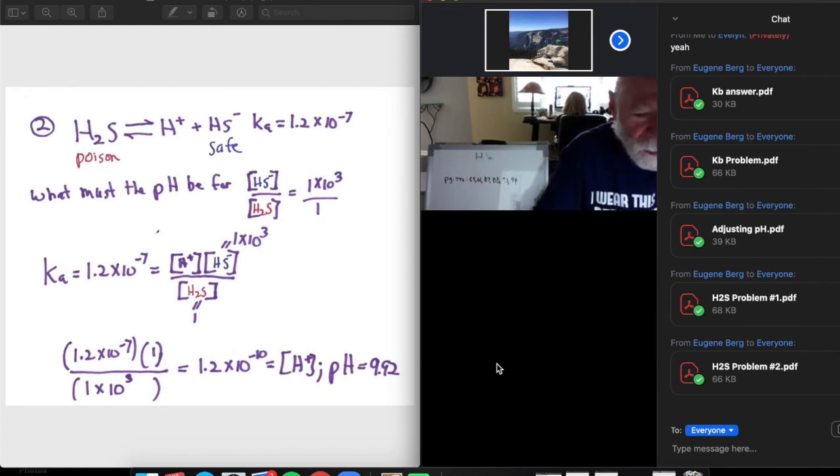So look at the bottom line. I've written the K sub A, 1.2 times 10 to the minus 7, times 1 divided by 1 times 10 to the third. You can almost do this in your head. You get an answer of 1.2 times 10 to the minus 10. Take minus the log of that, you get a pH of 9.92. So that means if you were to run the system at a pH of 9.92, which you can control, it would be a safe system to have.